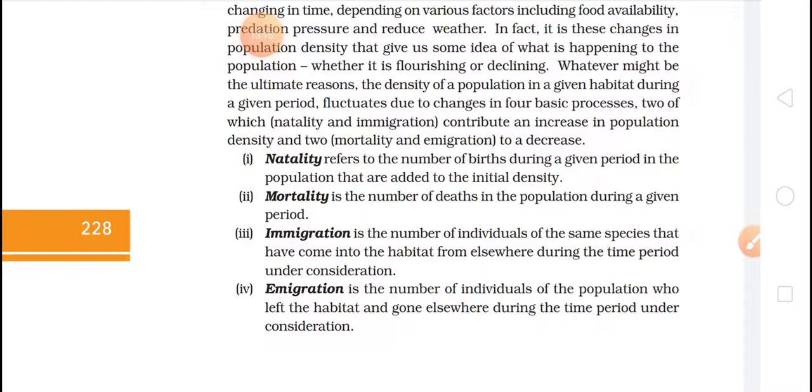Now the two things, that is immigration and emigration. Immigration is what? The number of individuals of the same species that have come into the habitat from elsewhere during the time period. If in a given area individuals are coming from outside, that is immigration. Immigrants from another area are moving inside, and emigration means moving outwards from that same population, from that same given habitat. If some of the organisms are moving out, then that will be counted.